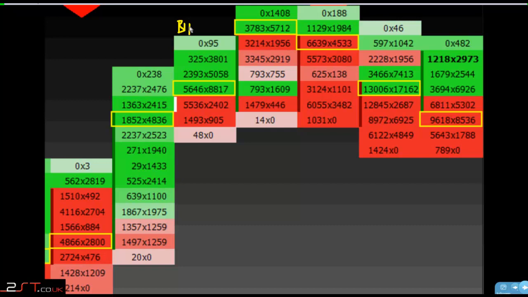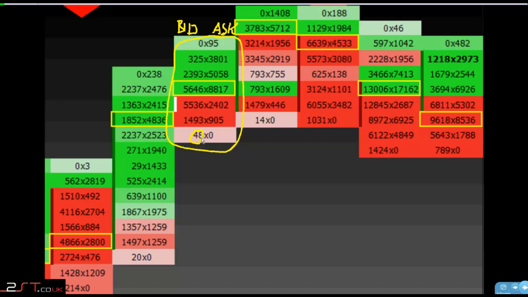Now, this is my typical view of the footprints. We have the bid column on the left and the ask column on the right. So let's focus on this specific footprint right here. What do we see here?